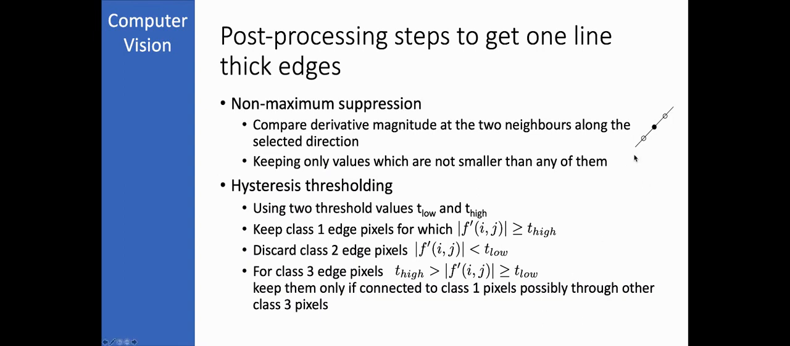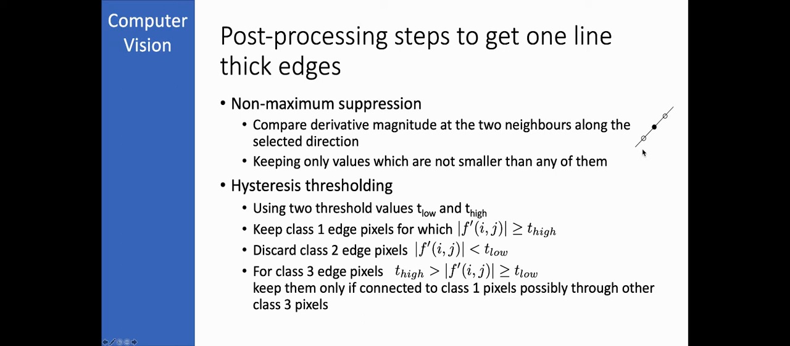Along those directions, I will actually look at the derivatives of each pixel. I will compare the derivative magnitudes at 2 neighbors along the selected direction, and I will only keep the pixels alive if they are actually higher than both their neighbors. So I will really suppress the non-maximal pixels. This will already get rid of most of the results.